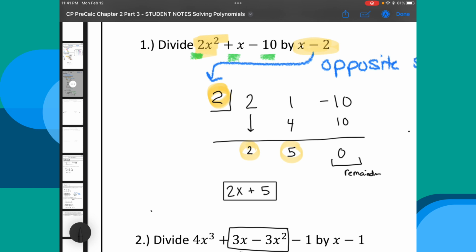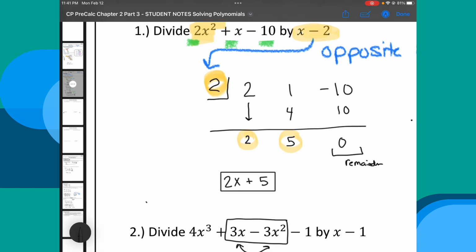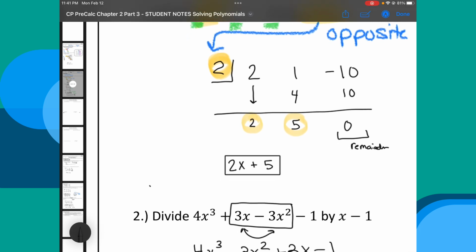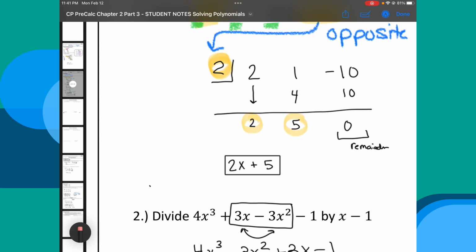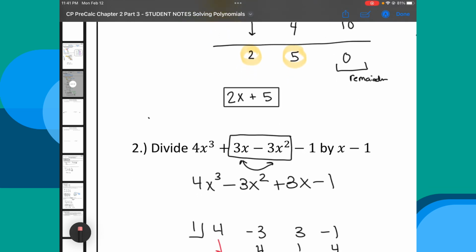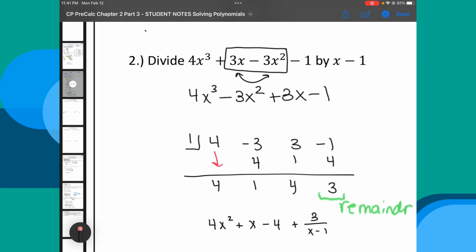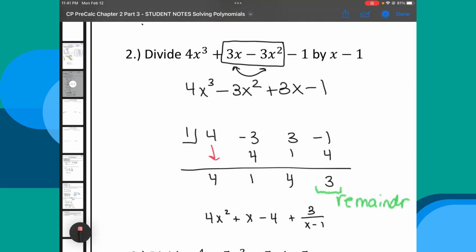Some things to point out in the next example, it is not set up in standard form. So make sure that before you do example number 2, you switch those two, put them in standard form, and then divide. Please go try that. I'll show you the answer for that one now. So here there was a remainder of 3. We dropped down all of our pieces. Don't forget to add on your remainder divided by your divisor.